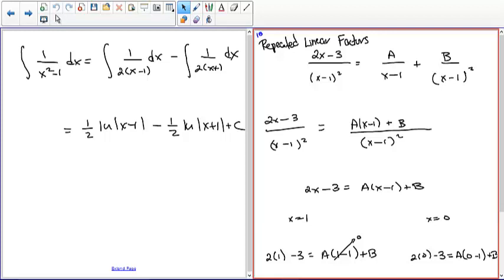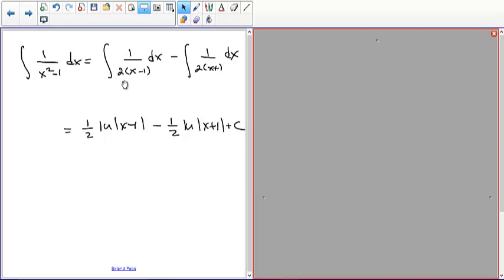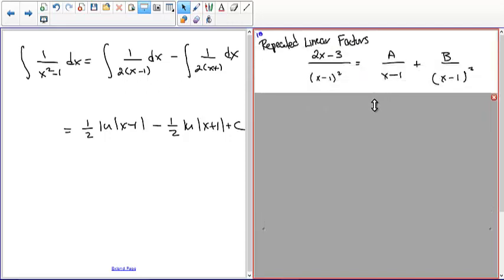So the second case is what we call repeated linear factors. So our example is going to be 2x minus 3 over (x minus 1) squared. So we still have linear factors, but they're not distinct because we have x minus 1 times x minus 1. It's the same factor. So we couldn't do A over x minus 1 plus B over x minus 1 because that wouldn't help us out any. So what we have to do is have A over x minus 1 and B over (x minus 1) squared. So that's the purpose, finding A and B.